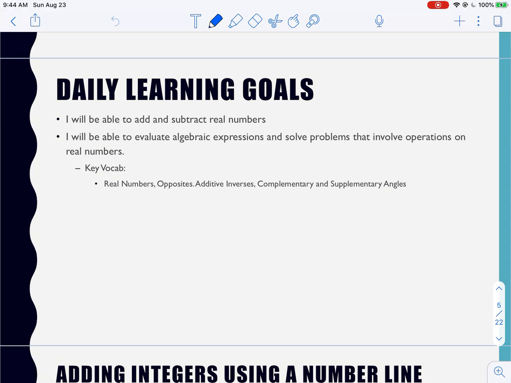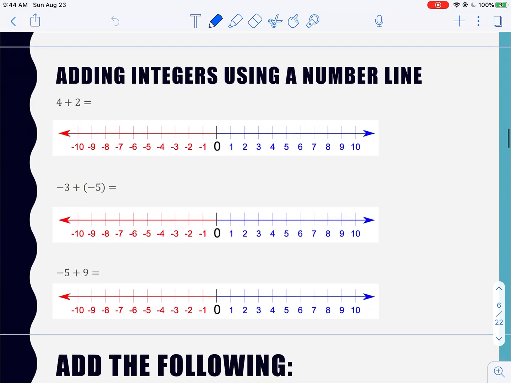Today we're going to talk about adding and subtracting real numbers. If you remember from our first day from Unit 1, real numbers were any number that you can think about. So decimals, fractions, square roots, irrational numbers like pi. We're going to learn how to add and subtract them, and we're going to be able to evaluate algebraic expressions and solve problems that involve operations on real numbers.